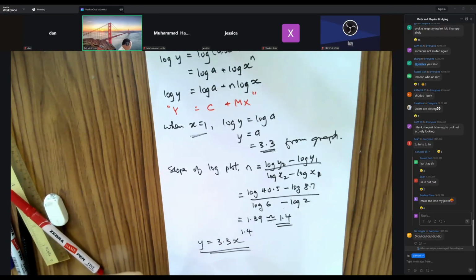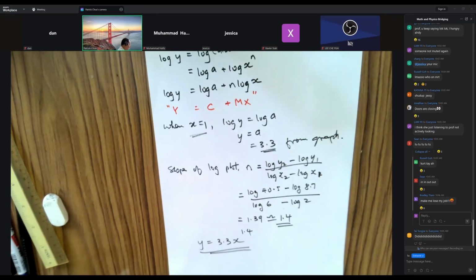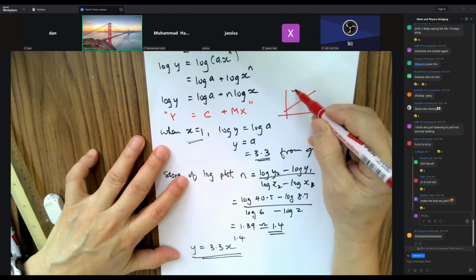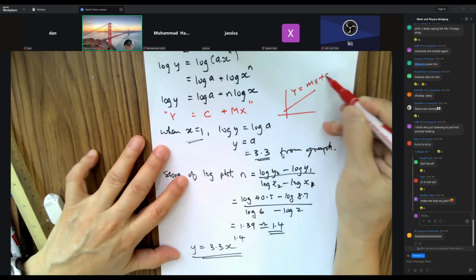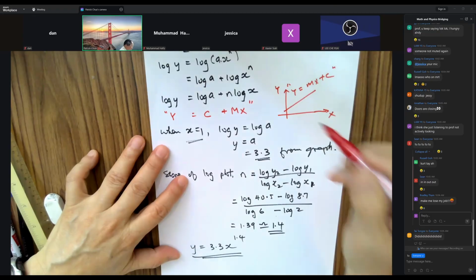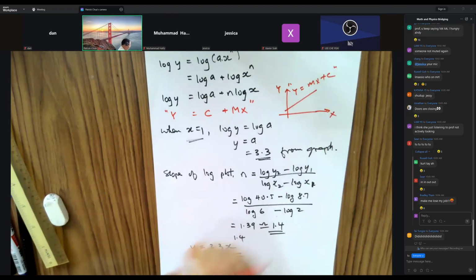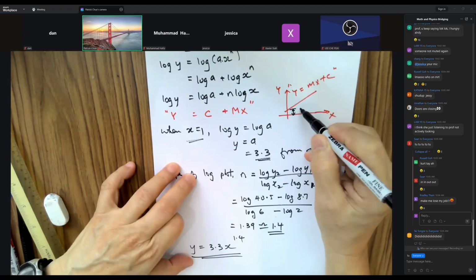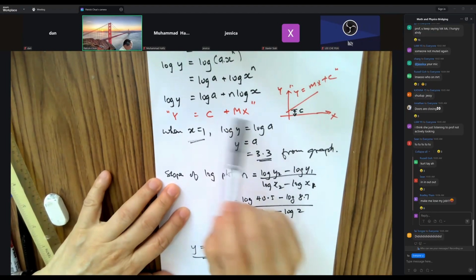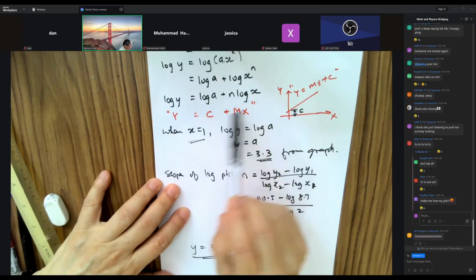Remember this from your school days, secondary school. The equation of a straight line: y is equal to mx plus c. This is your x, this is your y, and this is your intercept, c. So on a log graph paper, it is of this form.